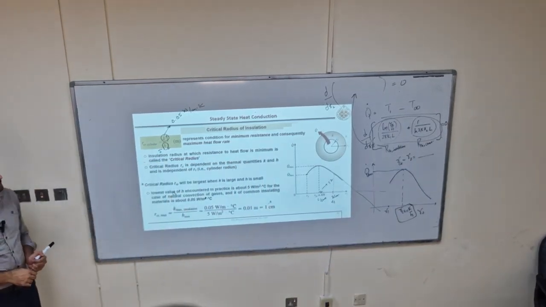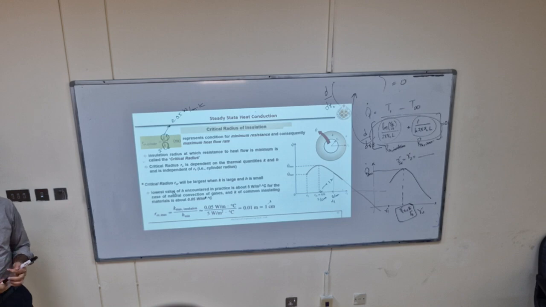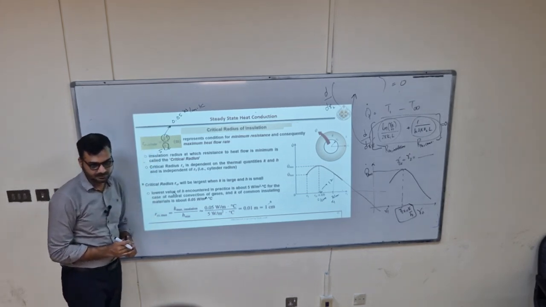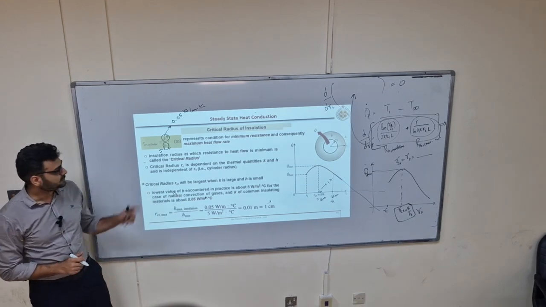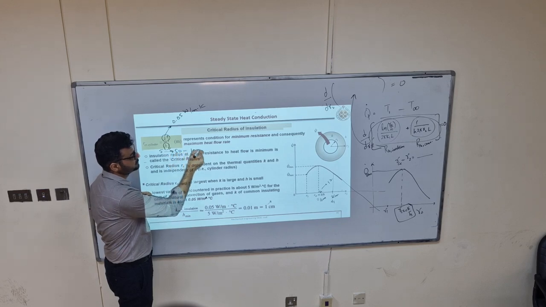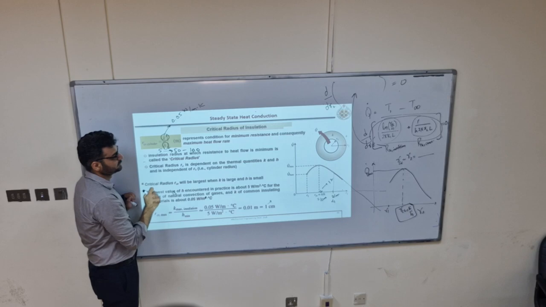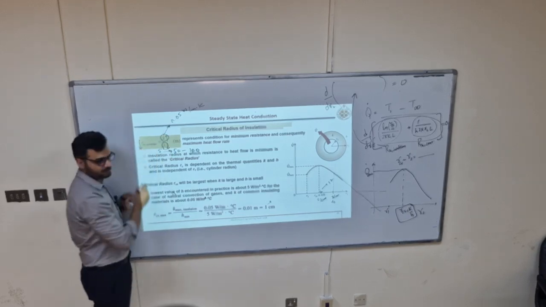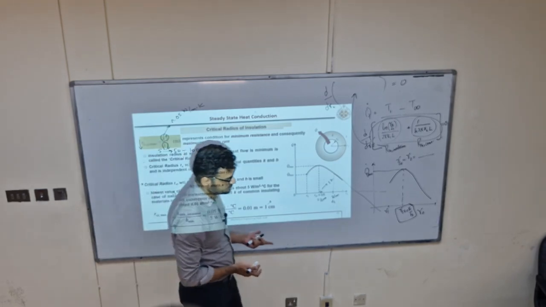If H is not 5, it's not normal ambient air without a fan. If there is some fan running outside, H will increase, because it is forced convection outside, not natural convection. Then this H will increase maybe up to 50, maybe 100, maybe more. So what is the effect on R? The R critical will further drop.